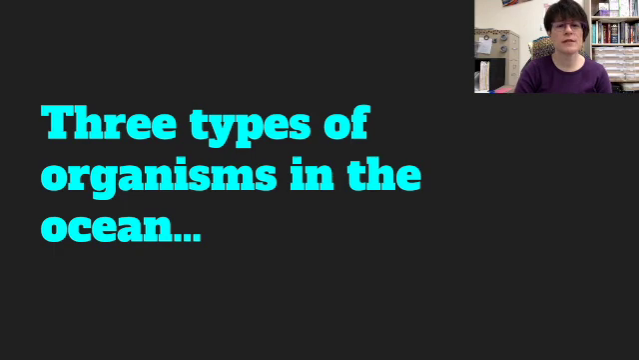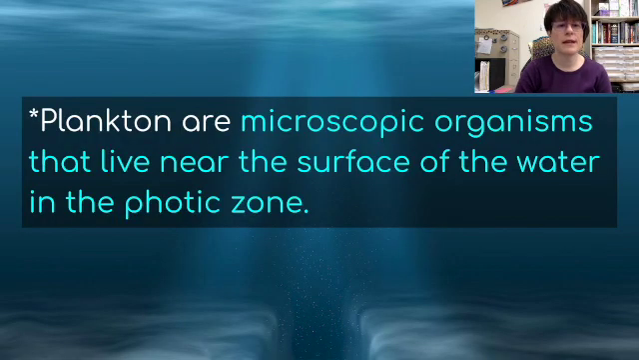3 types of organisms in the ocean are plankton, which are microscopic organisms that live near the surface of the water in the photic zone. And like I said, they are crucial in the food chain. They provide oxygen and they provide food.